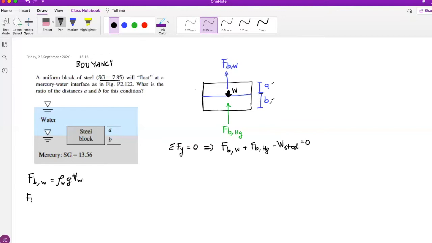And I can also put the same thing for mercury. So I'm gonna put Hg for the density, the G and the volume that is lying regarding the mercury. Okay, so, and also the weight of the steel. The weight of the steel is rho of the steel times the G times the volume of the whole steel block. Okay, so there you go.